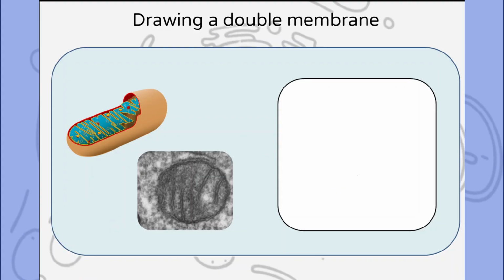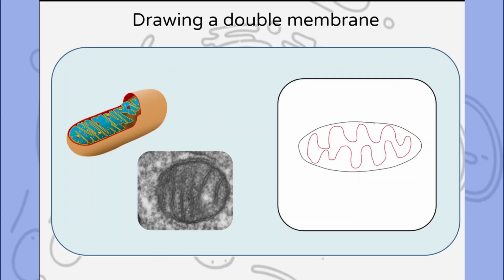While you are watching this video, the most important point is that you do have two separate lines and that they don't touch. The outer layer is in black, or the outer membrane, and then my red inner membrane doesn't touch that one.